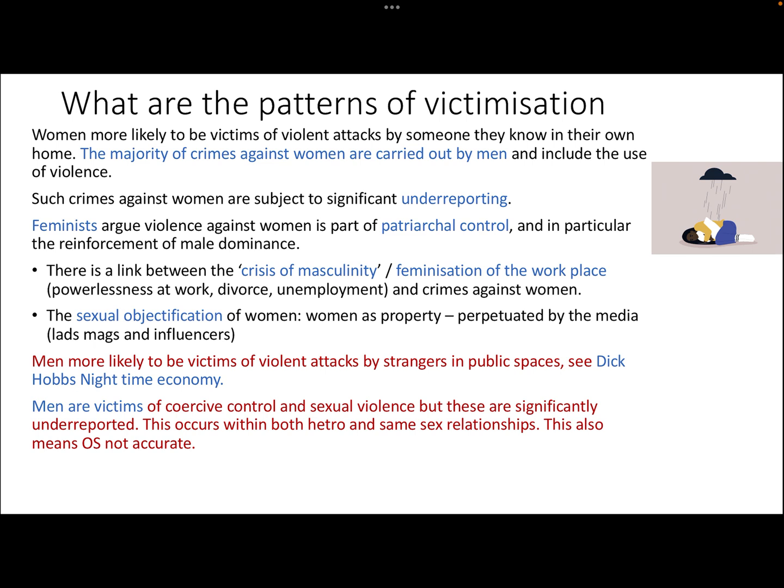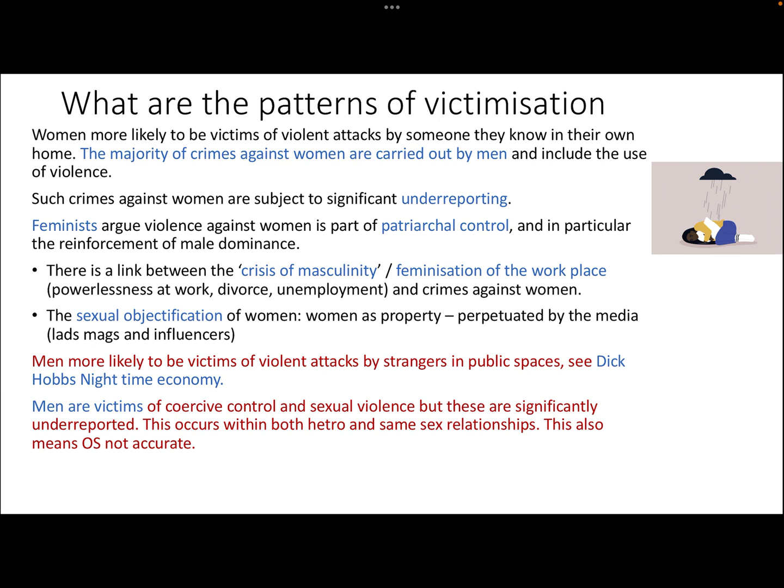However, this is not quite evaluation. It's just kind of like a debate, I guess, where you say, "Oh yeah, females are likely to be victims, but men overall are far more likely to be victims of crime." Okay, so overall, men are far more likely to be victims of crime. However, the types of crimes they're likely to be victim of are quite different. So women are much more likely to be victims of violence within their home, whereas men are likely to be victims of violent attacks by strangers in public spaces. And that is very much linked to that nighttime economy, that Dick Hobbs study that I talked about before.